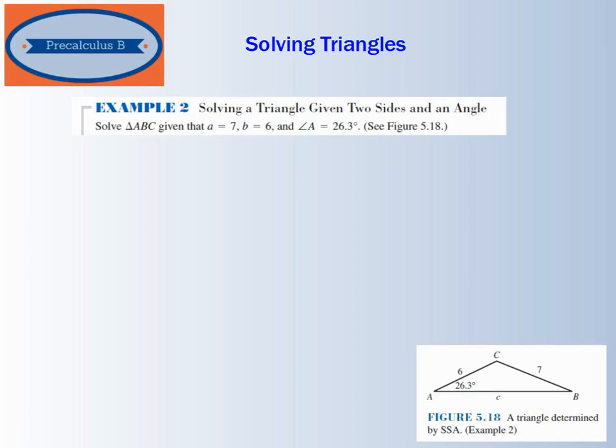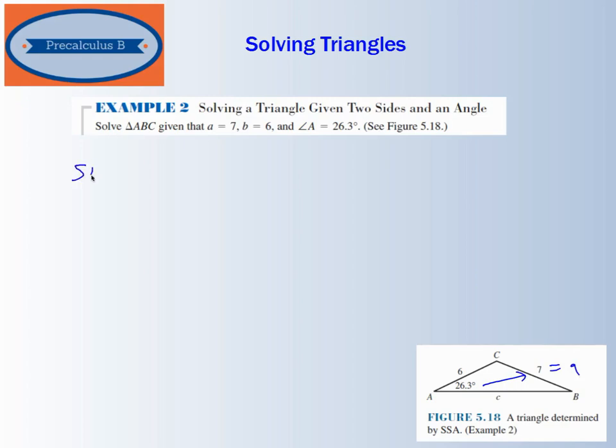All right, welcome back. You should have taken the time to attempt this problem. I'm going to now talk about how I would go about doing this. Well, I know that angle A corresponds with the side across from it, which is 7. That's side A. And angle B is going to match up with side 6. So I can solve for angle B right off the bat.